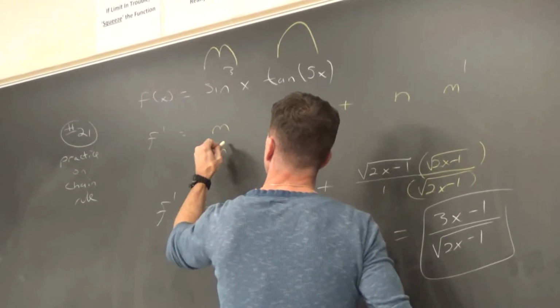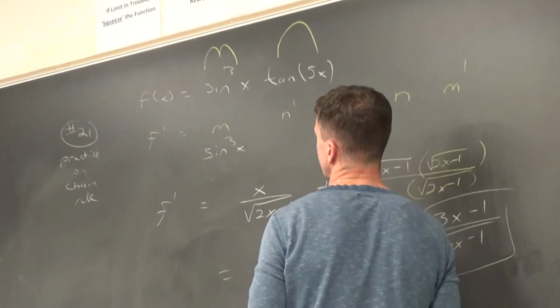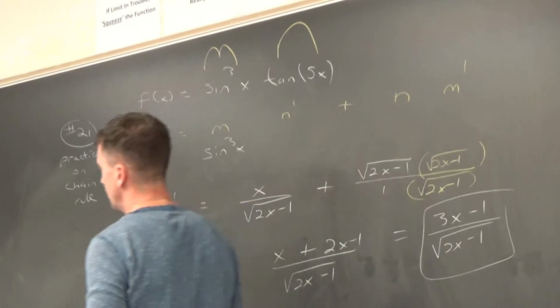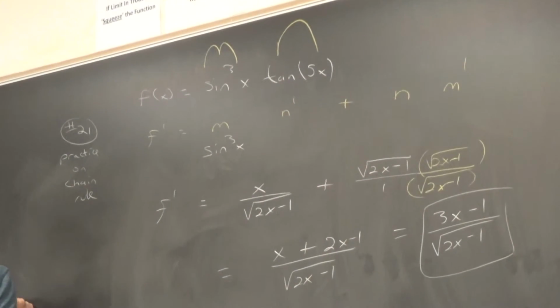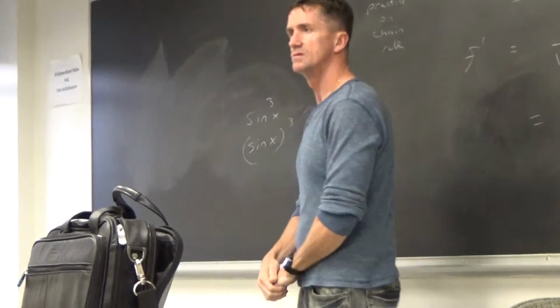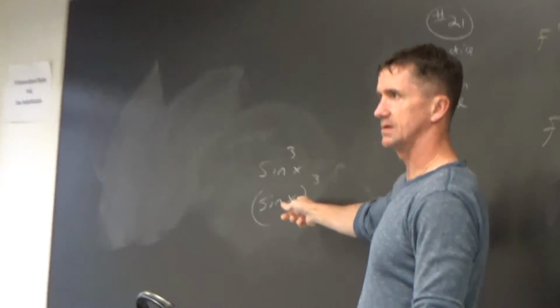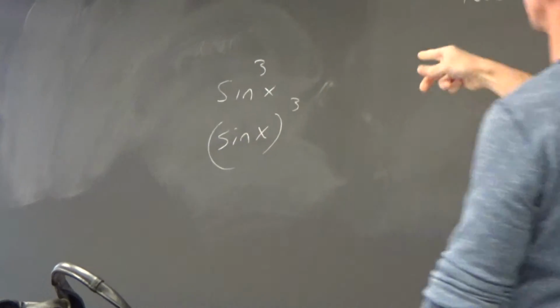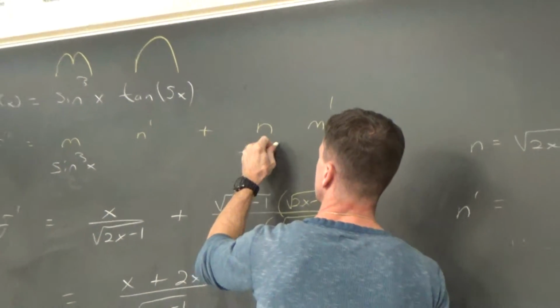Sine cubed x. Everyone, if you didn't know this, when we write sine cubed x like this, that means sine of x all in parentheses cubed. That means 3 sine x's: sine x times sine x times sine x. Just to make that note, it's just an easier way to write it. This other part over here is tangent 5x.